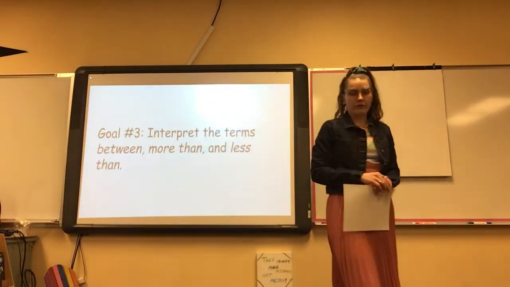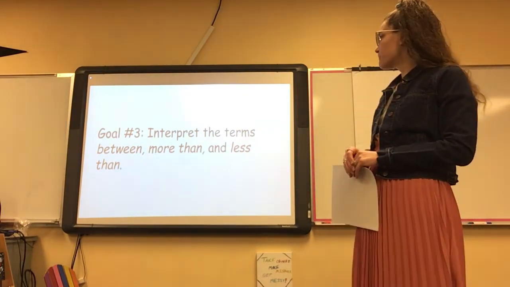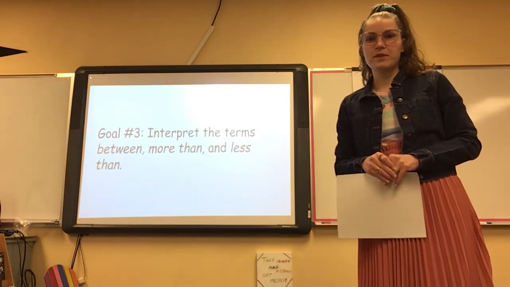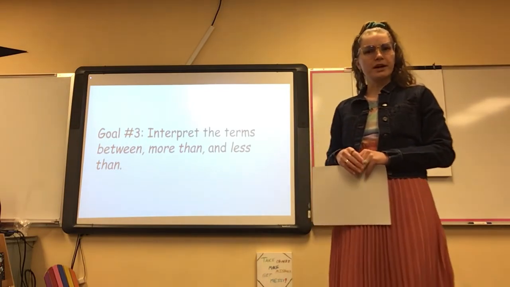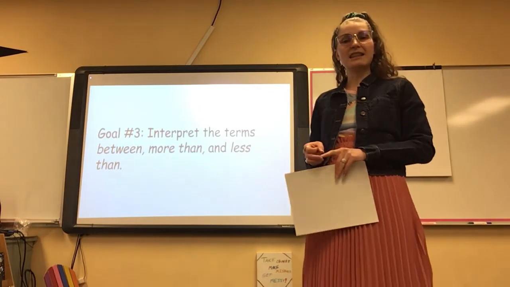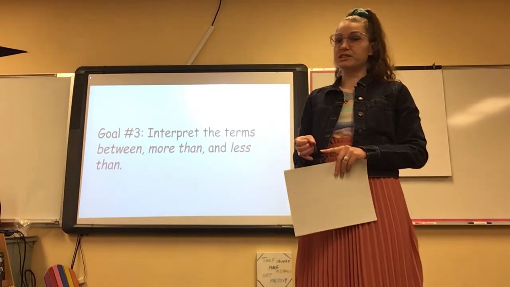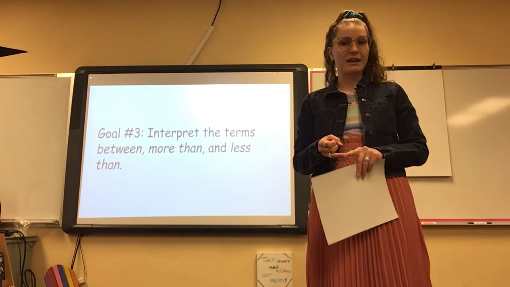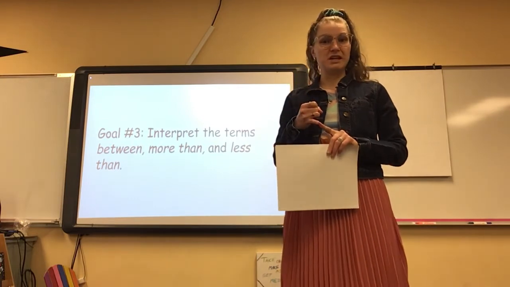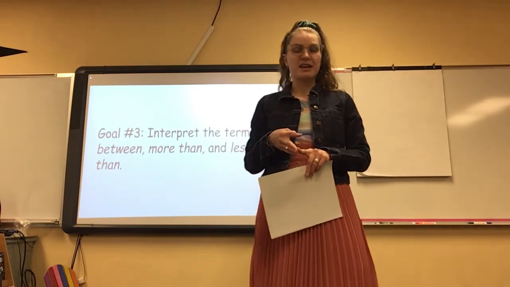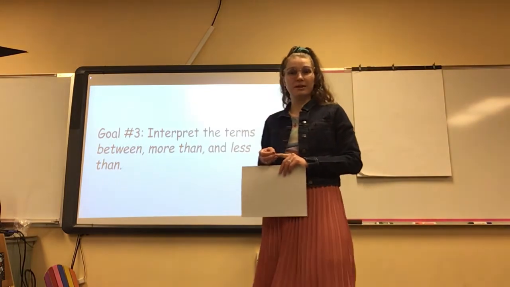Our third goal for our mystery number activity says to interpret the terms between, more than, and less than. Interpret means we need to figure out. So we need to figure out how the words between, more than, and less than in our clues help us figure out our mystery number. Sometimes our clues will say between, sometimes they will say more than, and sometimes they'll say less than. So when we read our clues, we need to be on the lookout for those words, and then we need to interpret them, which means figure out how those words help us find our mystery number.